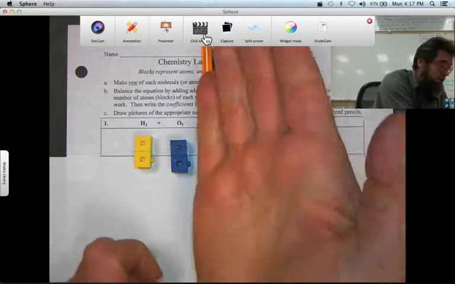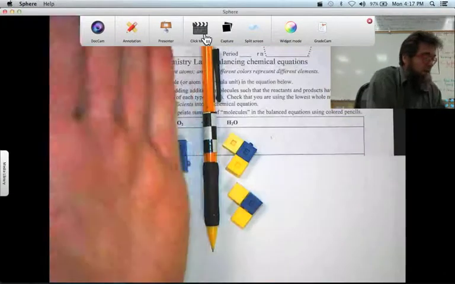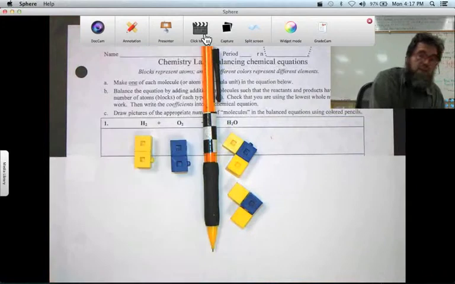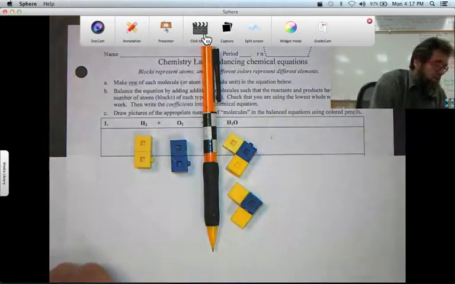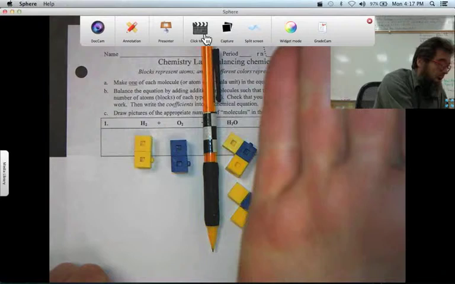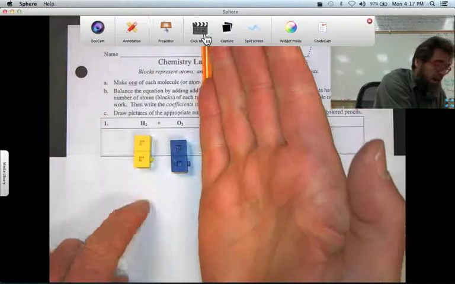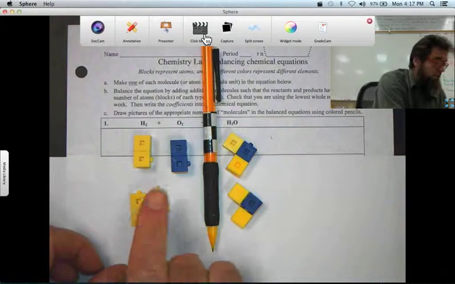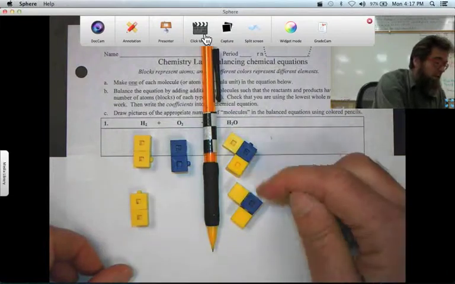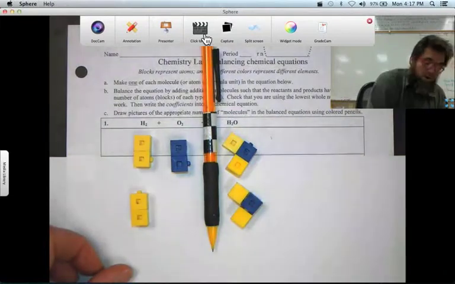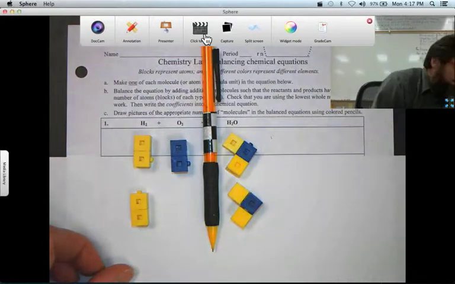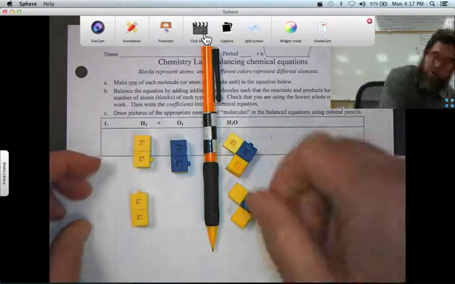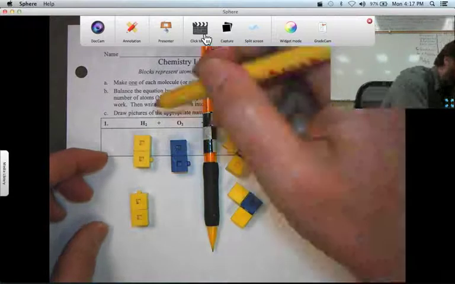We start with two blue oxygen atoms. We end with two blue oxygen atoms. However, now our hydrogens are out of balance. But if we add another hydrogen molecule, another H2, now we have two H2 plus O2 gives us two H2O. And that is balanced. So we're going to write our results in.